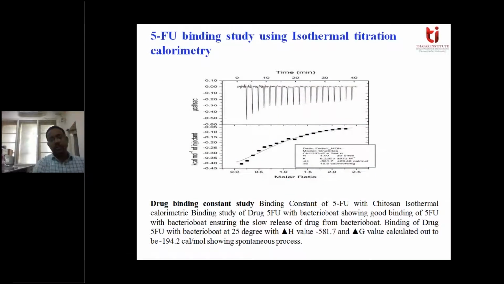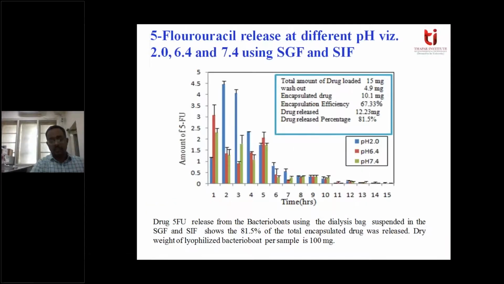So we also tried to see whether these drugs are actually going and getting incorporated in the particles and showing stability. So we did isothermal calorimetry studies, and we found very high negative del H and del G values, which shows the particles go inside and the interaction is quite stable. So that means it will show a sustained release.